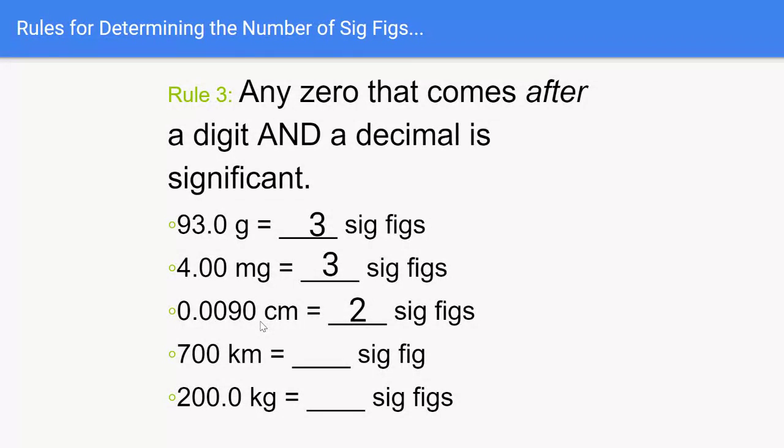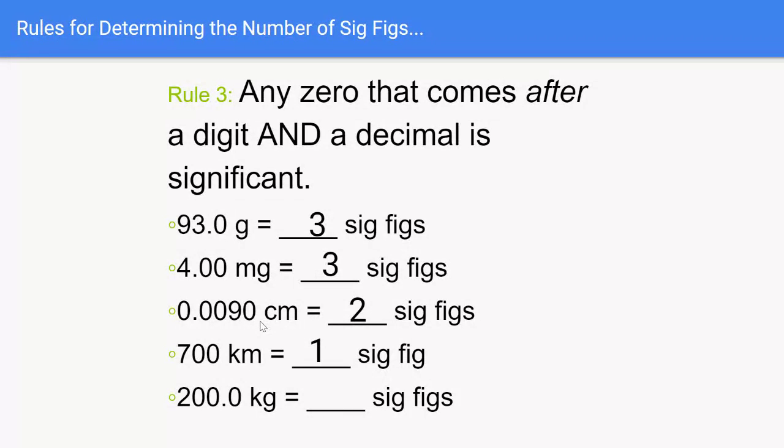All right, let's look at this next example, 700 kilometers. Okay, 700. All right, the 7 is significant. It's a digit 1 through 9. But those zeros actually are not significant because they do not come after a decimal. They are after a digit, but they are not after a decimal. So there we actually only have one sig fig, and that is the 7.